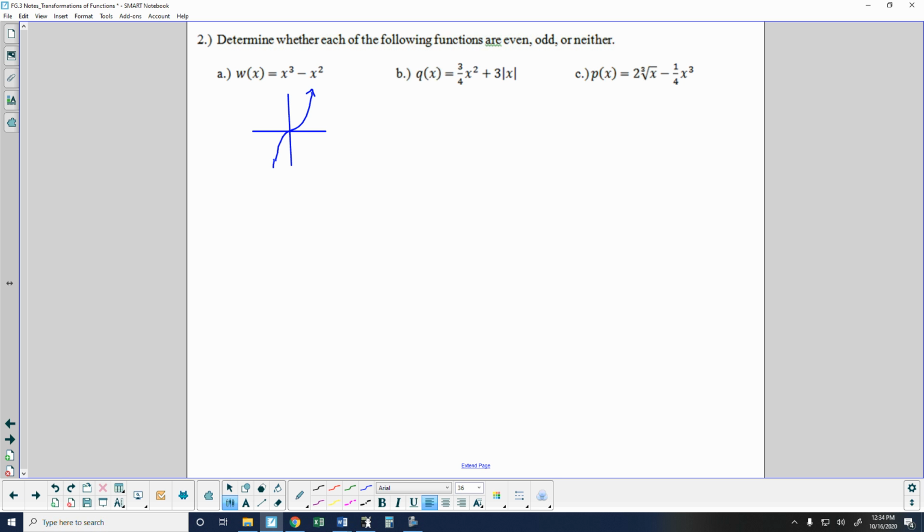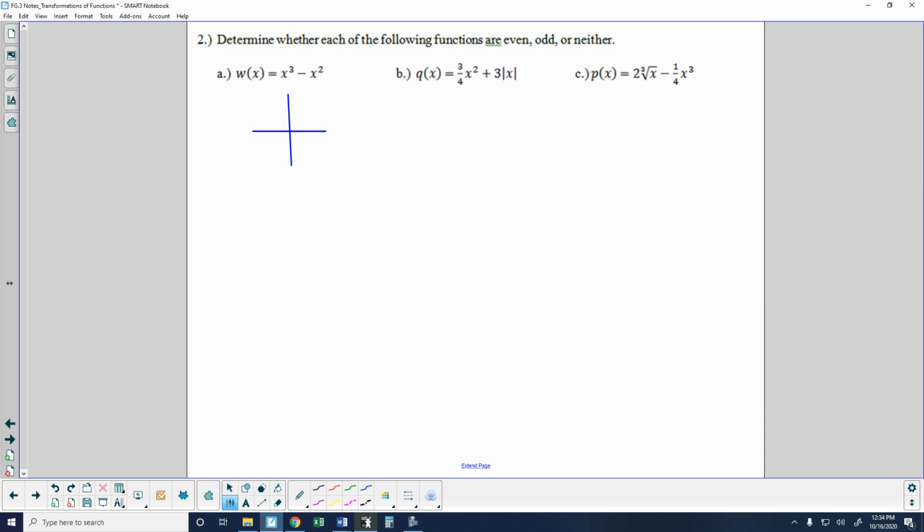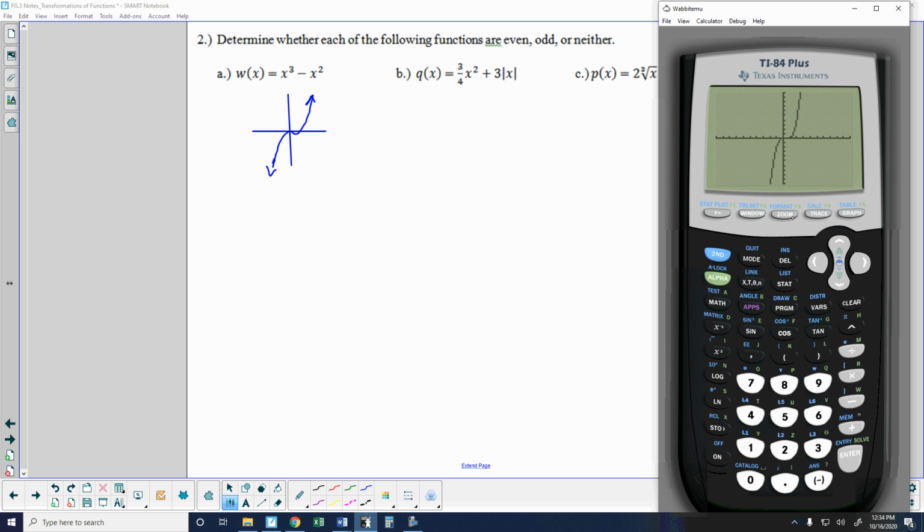Sorry, it's not a great picture. Let's try that again. It looks something like this. If I wanted to, I can hit the zoom key and zoom in to get a little closer picture of it. You can see that the graph comes up, dips back down, and turns around and goes back.